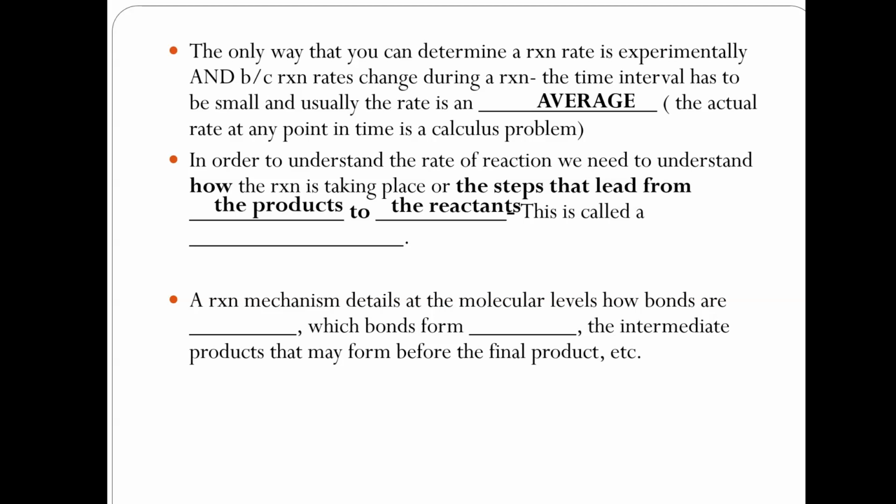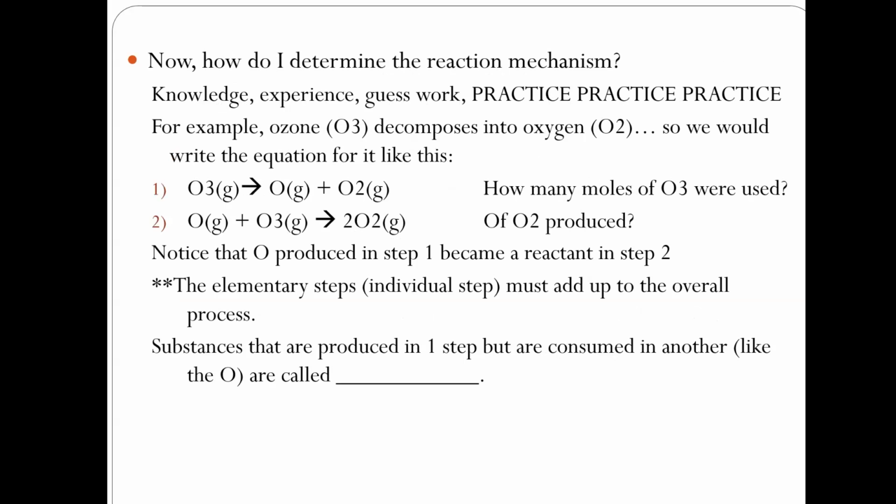In order to understand the rate of a reaction, we need to understand a couple of things. We need to understand how the reaction is taking place from the products to the reactants. We call that the reaction mechanism. So we need to know the steps. We need to know how the bonds are broken, which bonds form first, and if there's any intermediate products that form before the final product. So in order to determine a reaction mechanism, we need to first of all understand it, and we need to practice. For example, here's an example of a reaction mechanism.